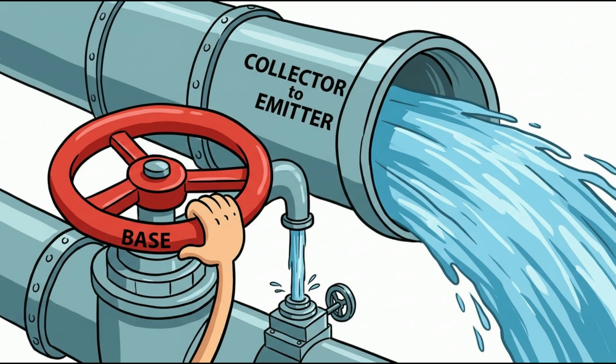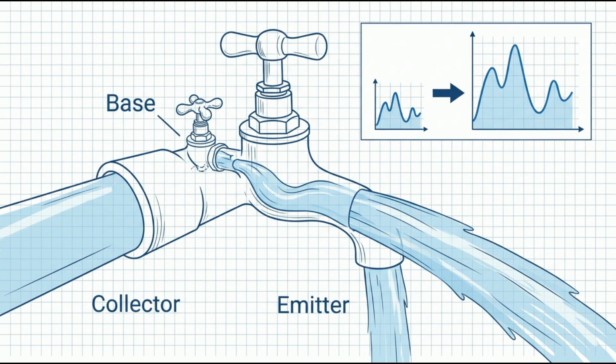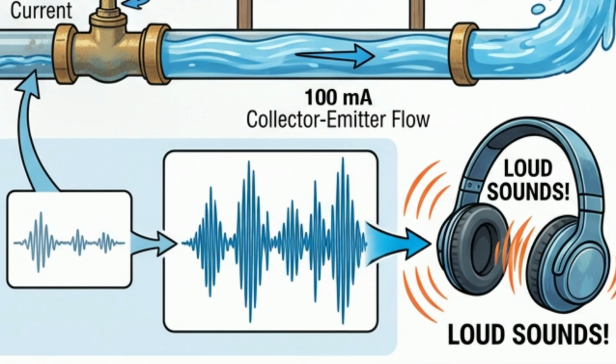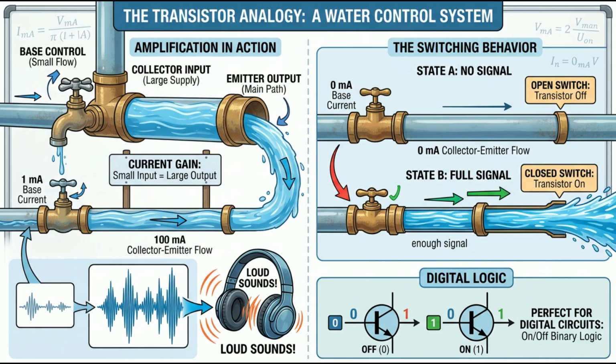How does the magic actually happen? Inside the transistor, a small current into the base lets a much larger current flow from collector to emitter. It is like turning a small faucet handle to control a huge water pipe. For example, if 1 mA goes into the base, you might get 100 mA through the main path. This is called current gain, and it is why transistors can amplify weak signals into loud sounds in your headphones.